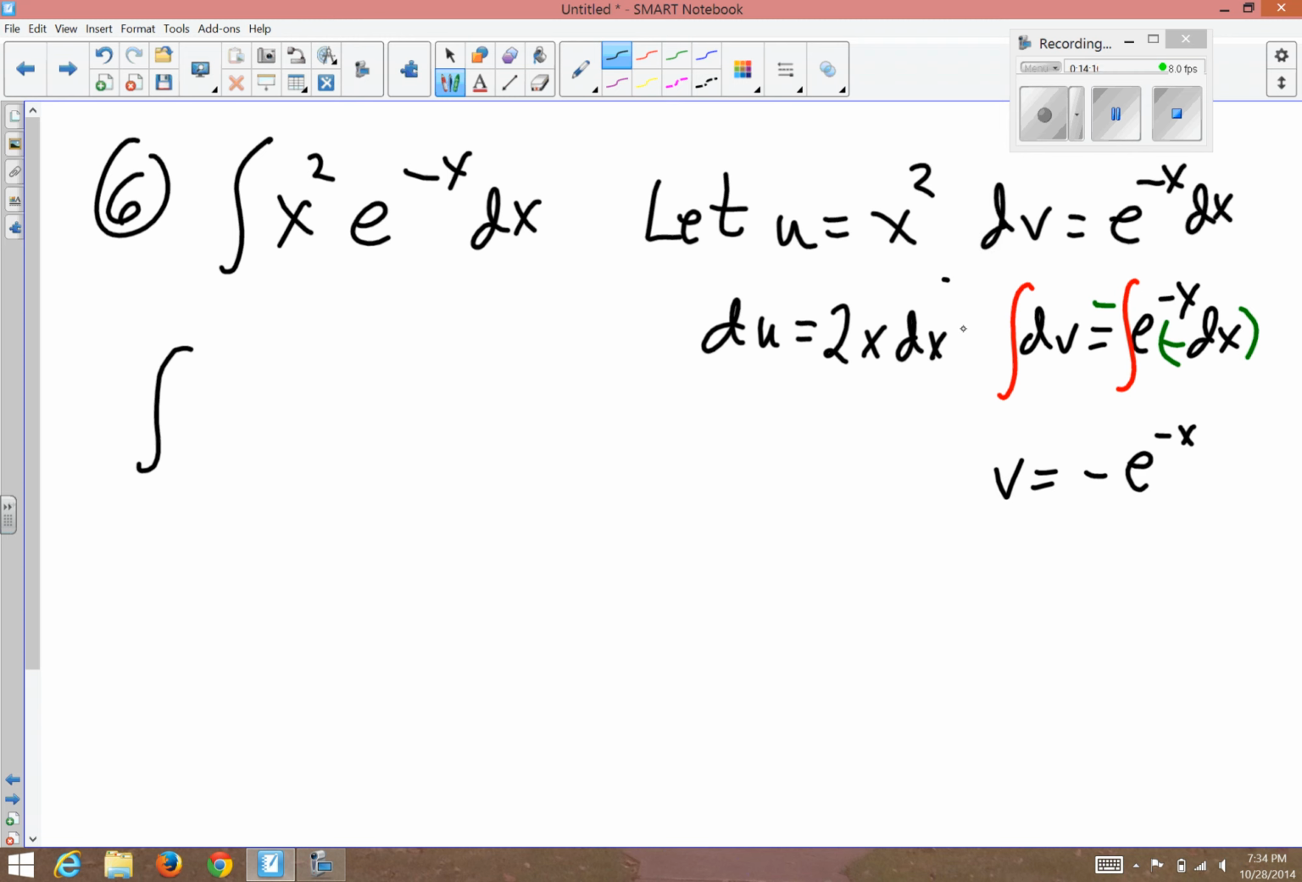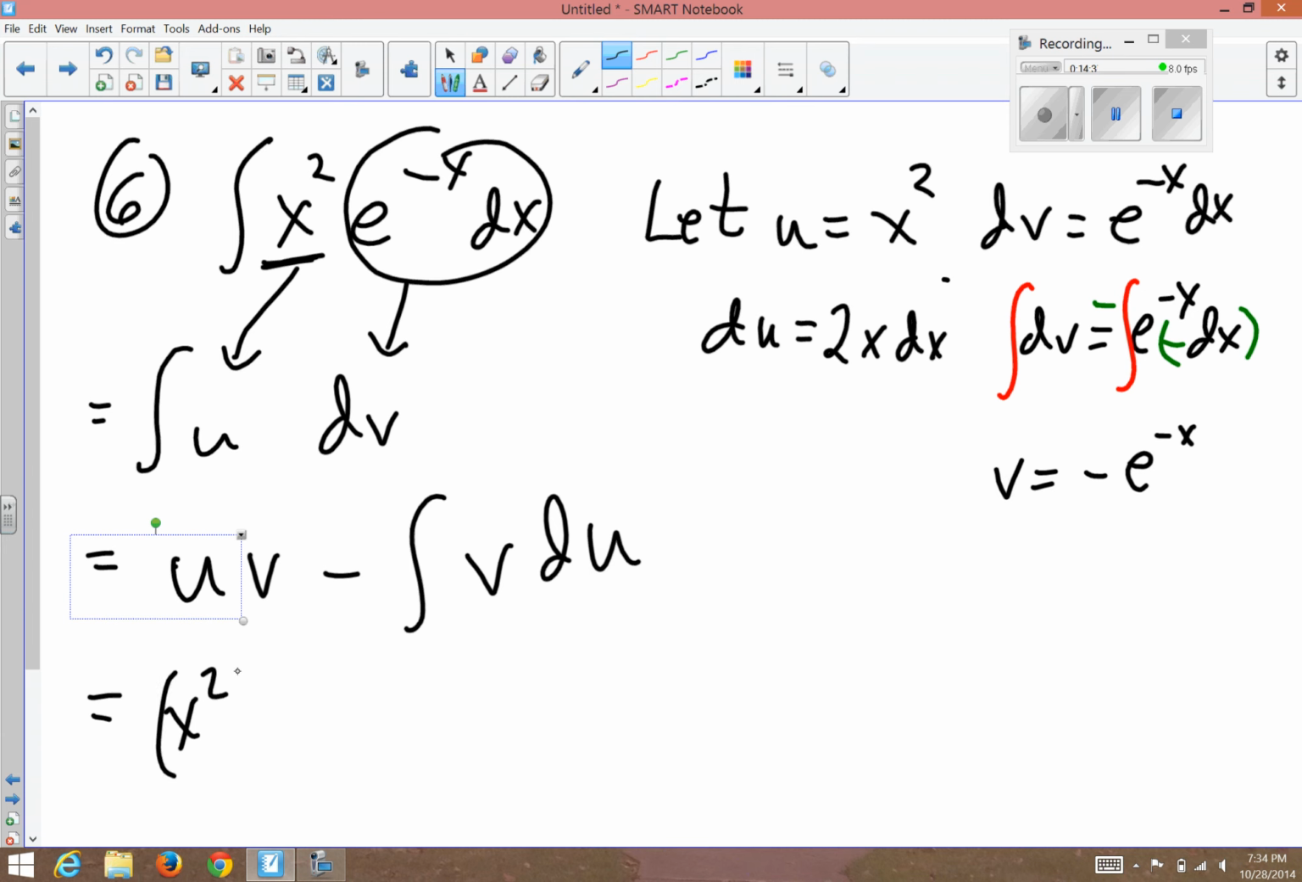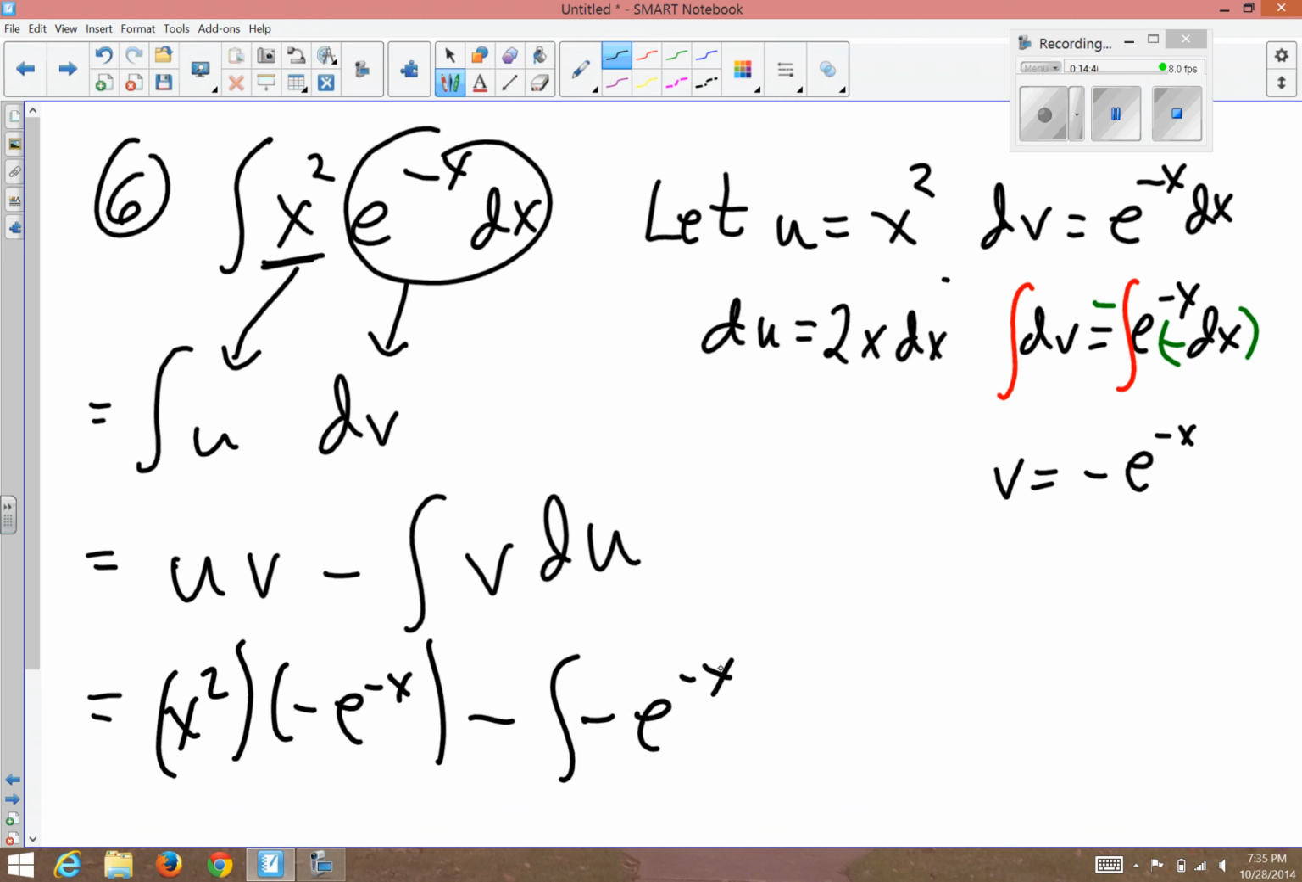So from u we get du, from dv we get v. This is being called u. All this is being called dv. And every time we write the integral of u dv, the next thing we write is uv minus the integral of v du. Always. In this problem, u is x squared. v is negative e to the negative x. Copy this minus, copy this integral. v is negative e to the negative x. And du is 2x dx.